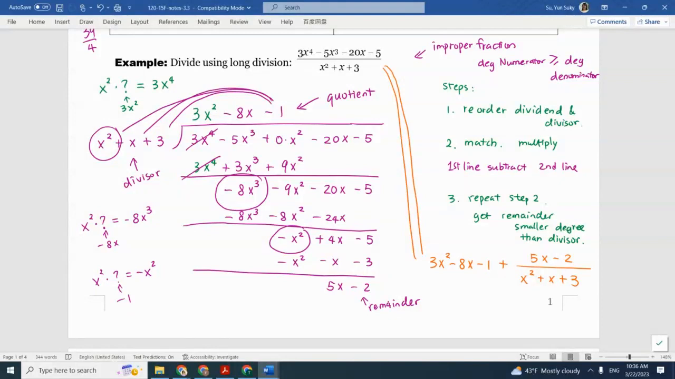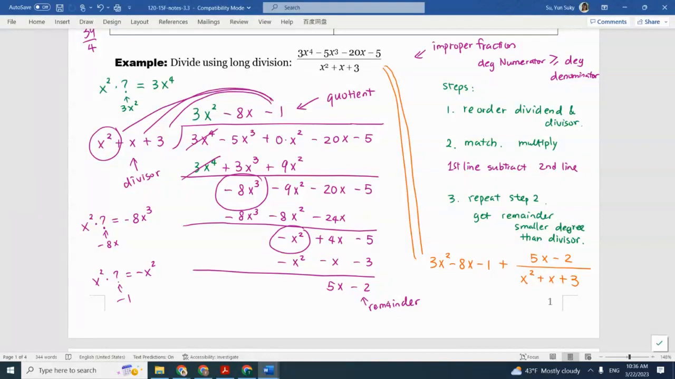Step 1. What's step 1? We order it, right? And if there is a term that you're missing, you put a zero. Step two, match, and then multiply, and then use the first line, subtract the second line. Make sure when you subtract each term, you change the sign. And then you repeat the process until the remainder has a smaller degree than the divisor. Is that clear, everybody?